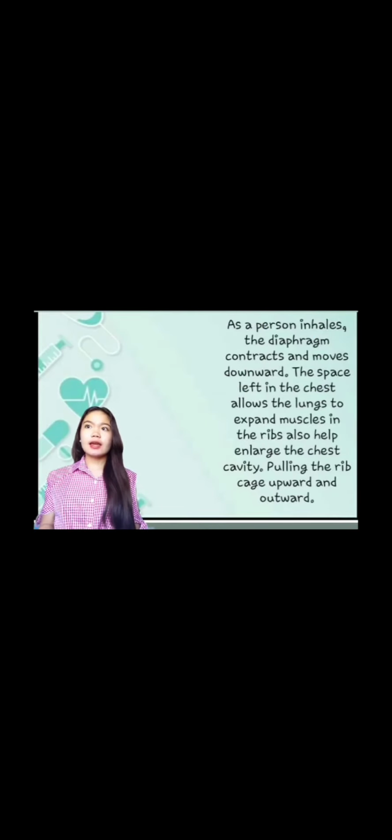This is how the respiratory system works. As a person inhales, the diaphragm contracts and moves downward. The space left in the chest allows the lungs to expand. Muscles in the ribs also help enlarge the chest cavity, pulling the rib cage upward and outward.